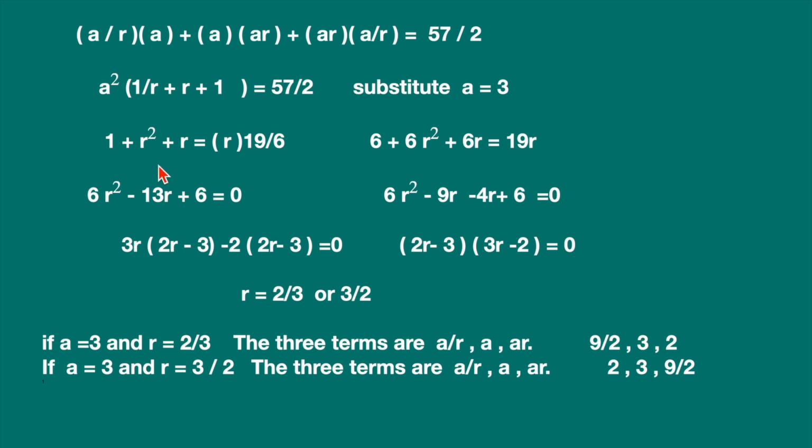Now bring this on the left side. This will be a quadratic equation. Split the middle terms and write down. I've done it for you. So you'll get the value of R as 2 upon 3 or 3 upon 2.